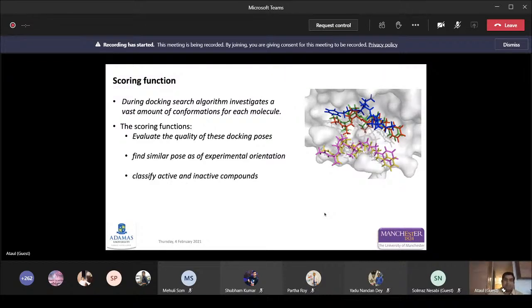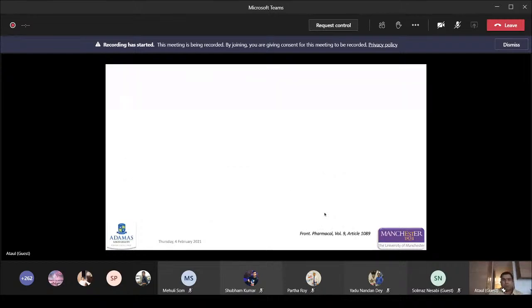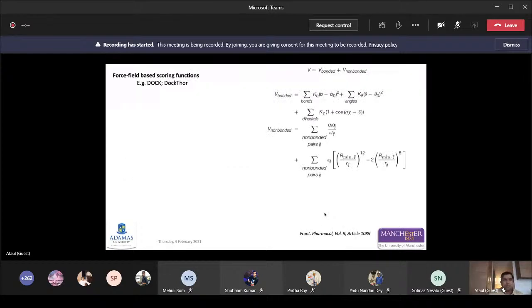Also, we can identify the active or inactive conformation, or active or inactive compounds, through the scoring function. It also helps in the prediction of the absolute binding affinity: which pose has more affinity to bind, which has less. That is also helped by the scoring functions. So there are a lot of scoring functions. The three most widely used scoring functions I'll explain here very briefly.